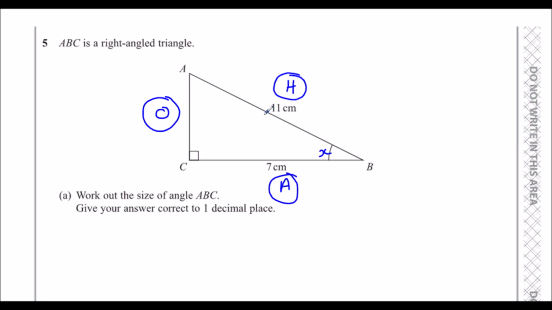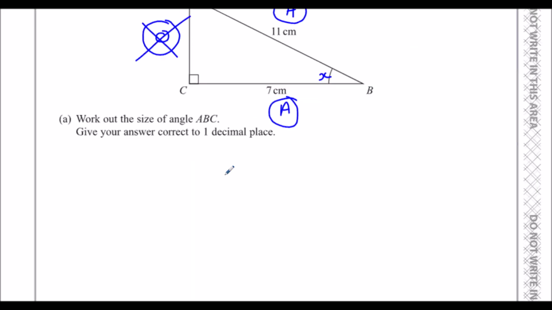So in this question, we've got A, which is 7. We've got H, which is 11. We don't have O. So it's not SOH. It is CAH. And it's not TOA. So we've got cos with the angle, cos x equals adjacent over hypotenuse. So cos x equals 7 over 11.